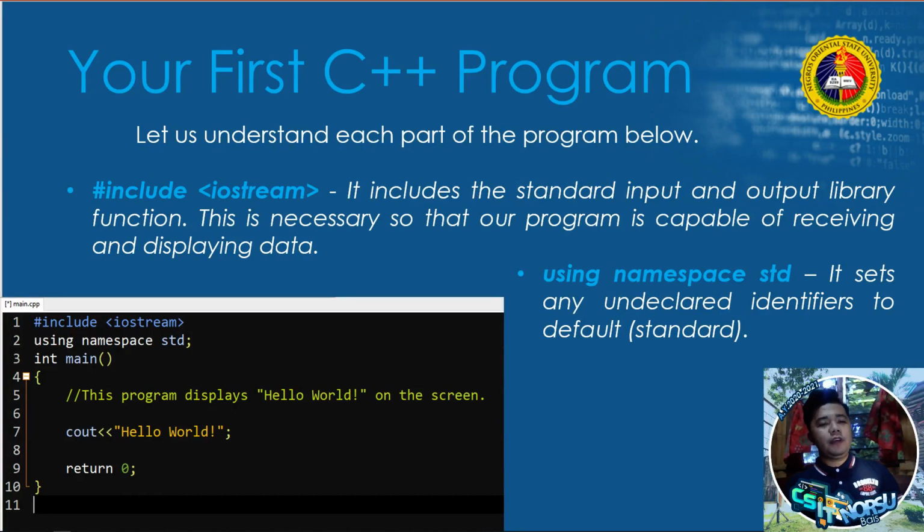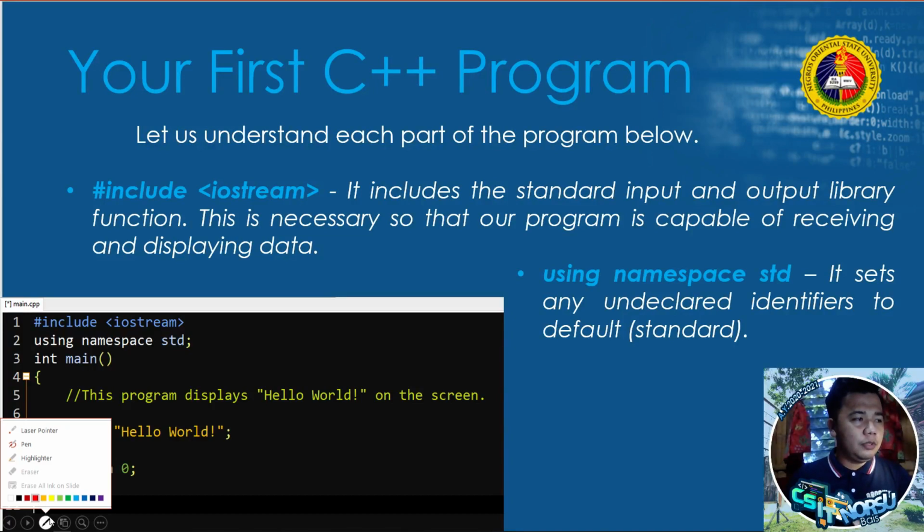Okay, the first line says include, or hashtag, or pound sign. Okay, pound include iostream. So what does it mean? What is that for? It includes the standard input and output library functions. This is necessary so that our program is capable of receiving and displaying data. So the first line, line number one, hashtag include iostream, is responsible for catering input and output processes.